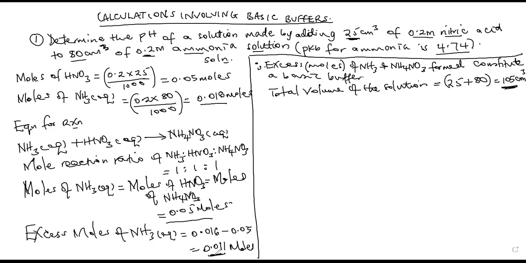Now, if you have 105 cubic centimeters, it means that this volume contains the moles of ammonia. Remember, excess ammonia and the ammonium nitrate are the ones which constitute a buffer, so excess moles of ammonia are the ones we shall use to get the concentration of ammonia. The moles of ammonium nitrate are these ones here, but since they constituted a buffer, the same volume of the solution is the volume we are going to use here and here. So now, allow me to say that 105 cubic centimeters of the solution contain 0.011 moles of ammonia.